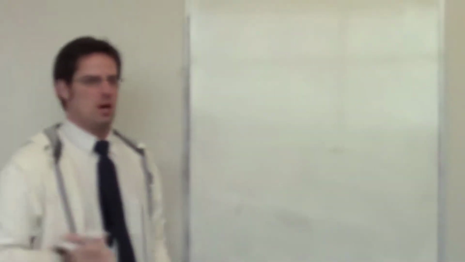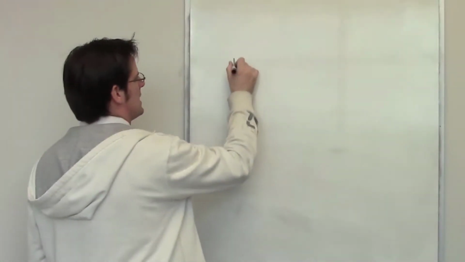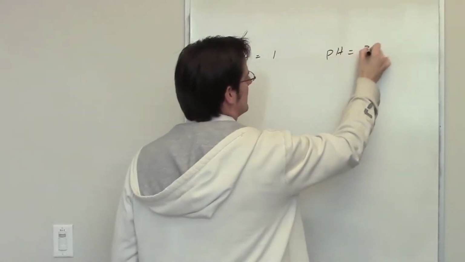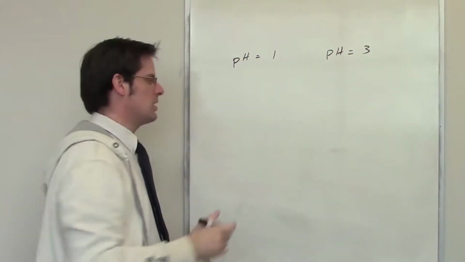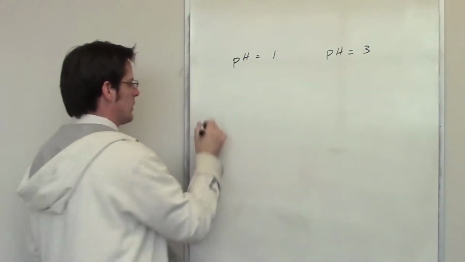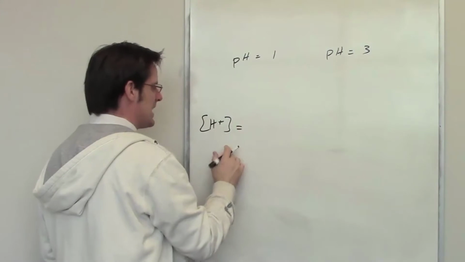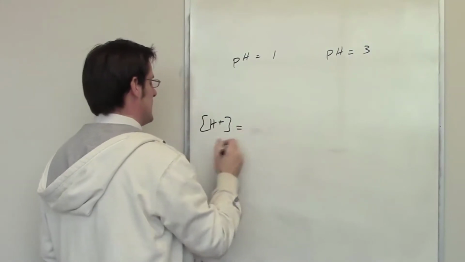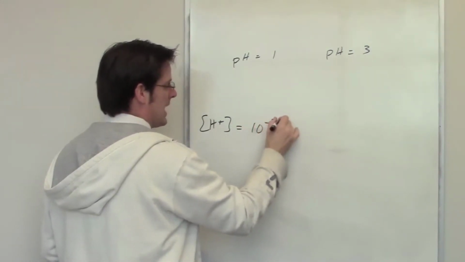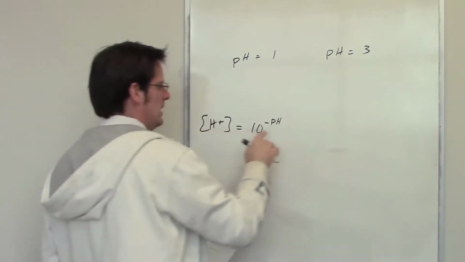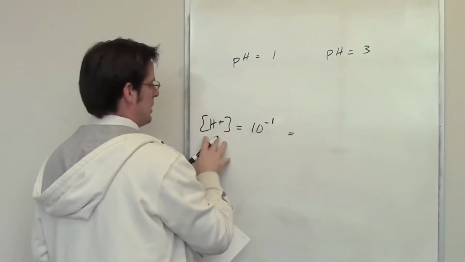This is a fun problem. It tells us that changing the pH from 1 to 3 does what to the hydrogen ion concentration? As I told you elsewhere, H plus, the hydrogen ion concentration, or proton ion concentration, is equal to 10 raised to the negative pH. So once again, if I start out at pH 1, that gives me a concentration of H plus.